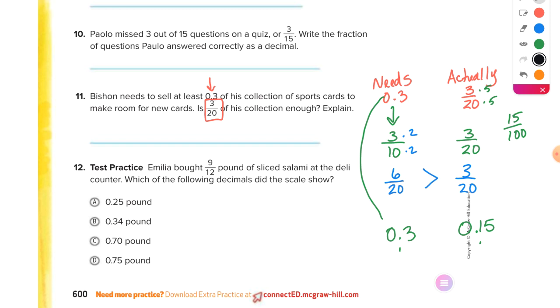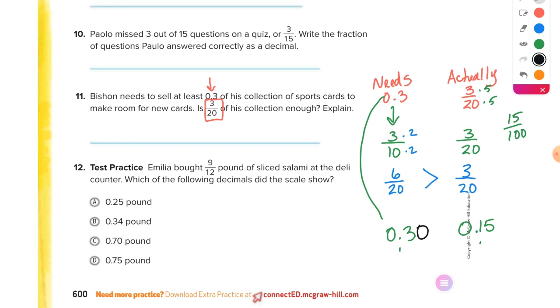Now, if I'm comparing this decimal to that decimal, what do I have to do before I can compare them, Braylon? I don't have to multiply. I have to make them comparable. What do I have to do to decimals to make them comparable? Not denominator, because decimals don't have denominators. You're on the right track. Yeah, I have to make them the same number of decimal places.